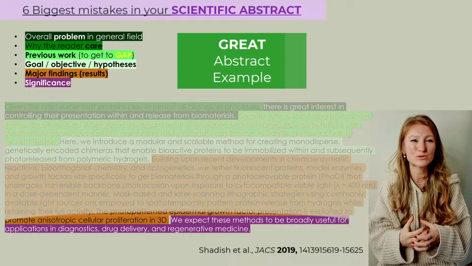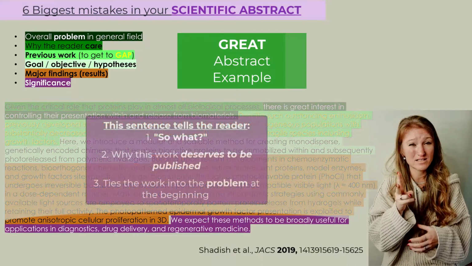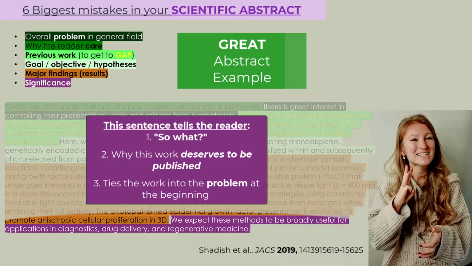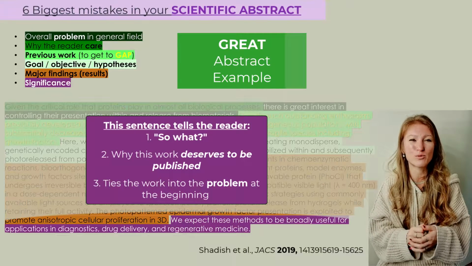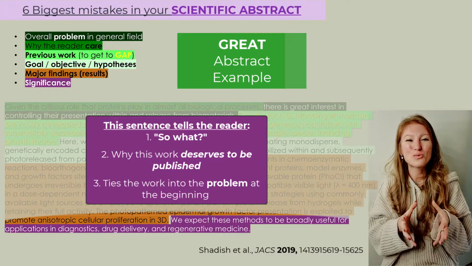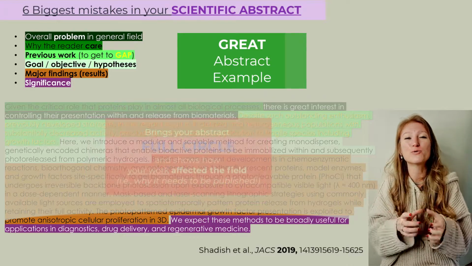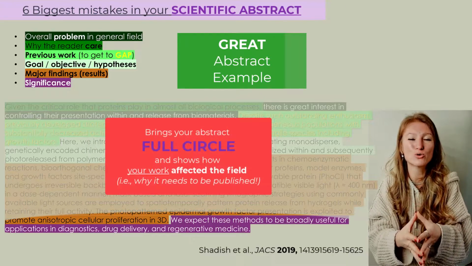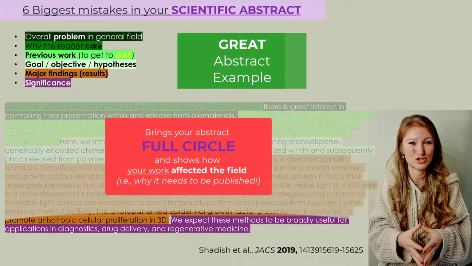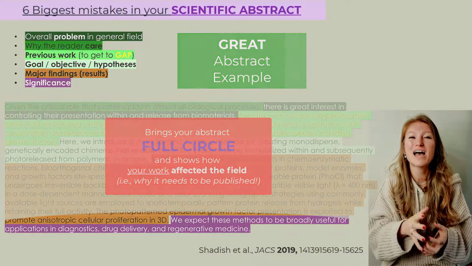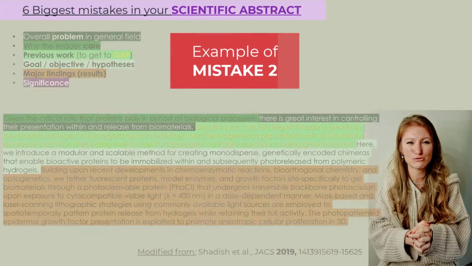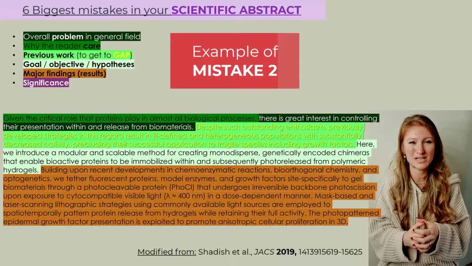Notice how this tells the reader, so what, why the work deserves to be published, and ties this work into the relatable problem at the beginning. So what this does then is bring your abstract full circle and show how your work affected this field that you introduced. Again, don't believe me? Let's check out then how this abstract reads differently when this statement is missing.